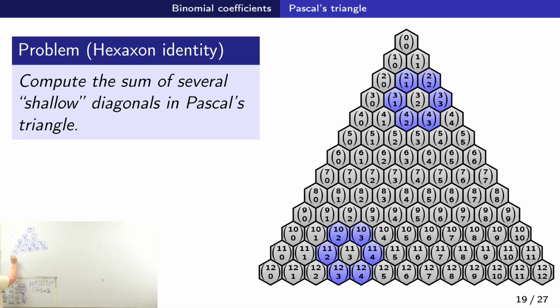5 choose 0. 5 choose 1. 5 choose 2. 5 choose 3. 5 choose 4. 5 choose 5. One more. 6 choose 0. 6 choose 1. 6 choose 2. 6 choose 3. 6 choose 4. 6 choose 5.